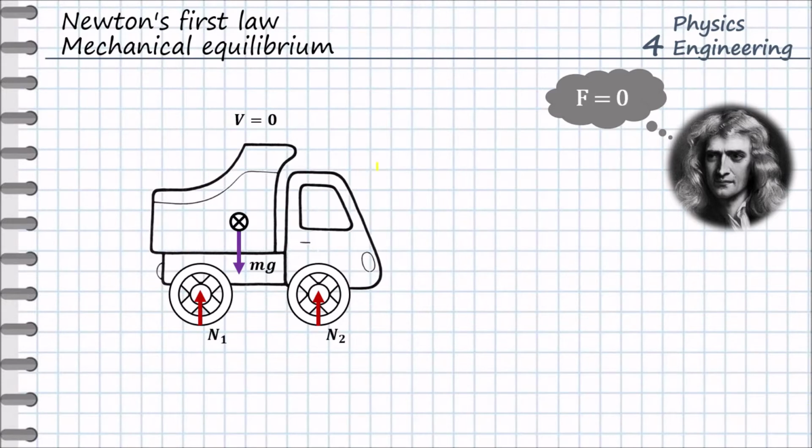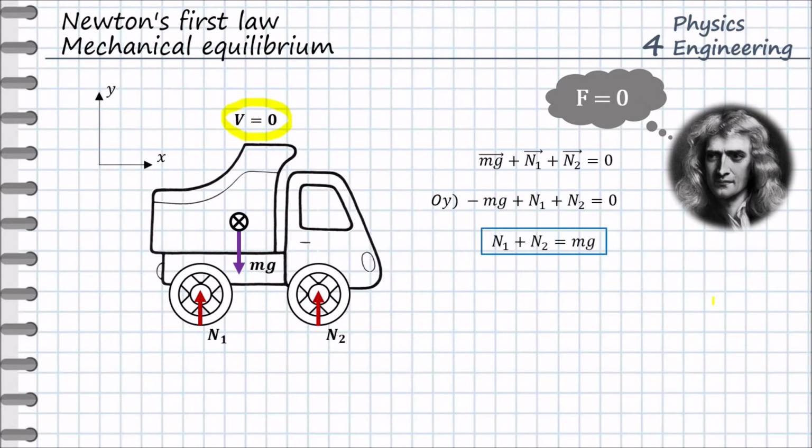Newton says that since the velocity of the car is 0, then the resultant of all forces acting on the car is 0. We define the coordinate system and write the projection of all the forces on the y-axis. This gives us the following equation, so that the reaction forces acting on the tire wheels are equal to the gravity force of the car. So this is what we have from Newton's first law in this case.